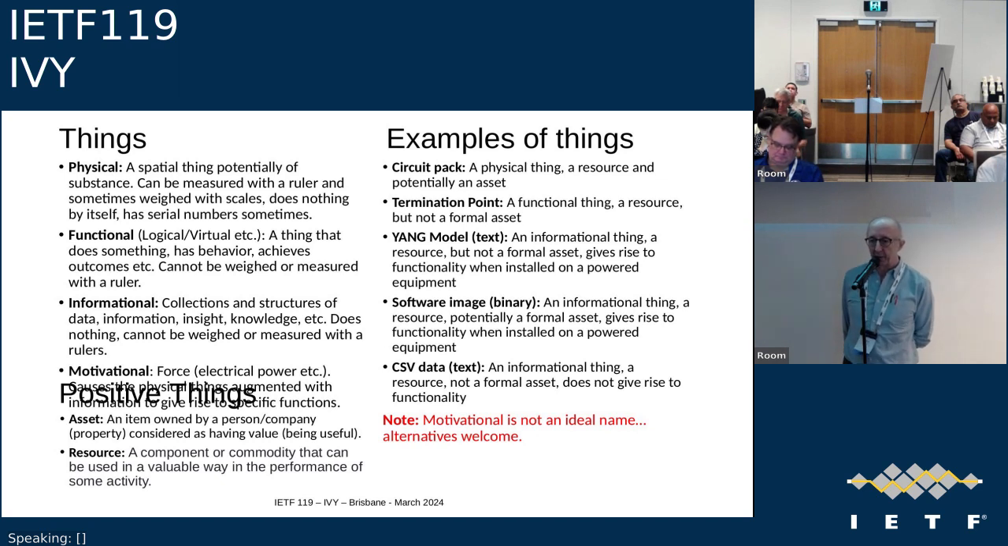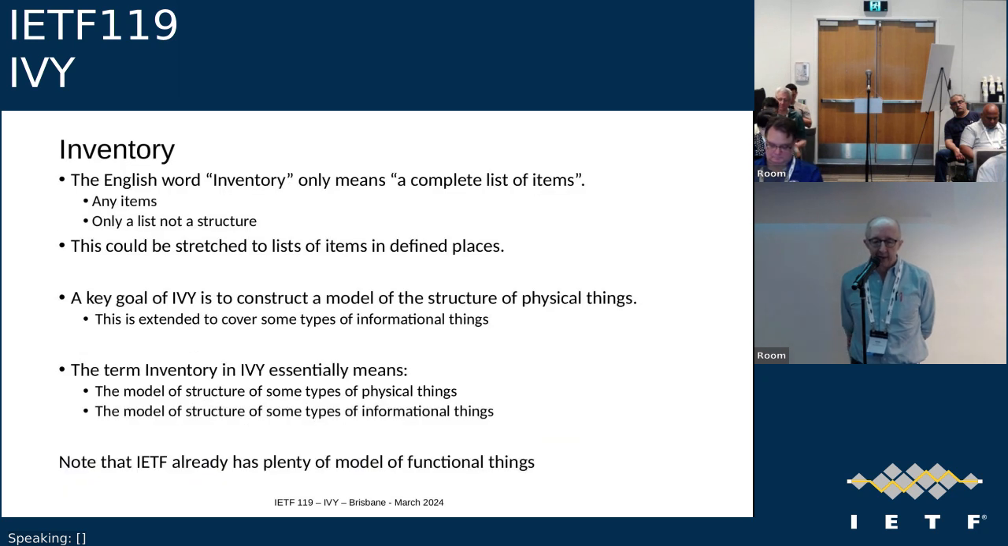And comma-separated data, that's informational. It clearly doesn't change the behavior when you set it, so I've got some performance there, it doesn't change the behavior. So trying to sort of categorize those things. The term motivational isn't necessarily a very good term, so if you've got a better one, please. But hopefully the other three terms make sense: physical, functional, informational, and motivational.